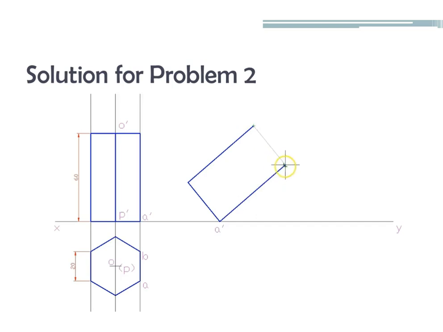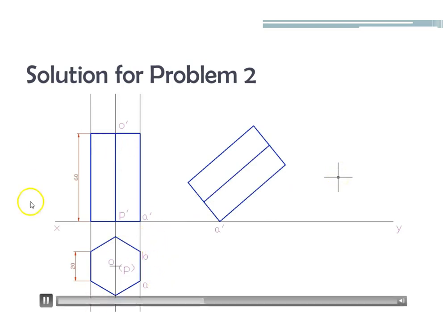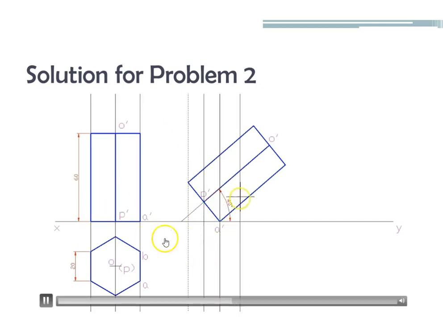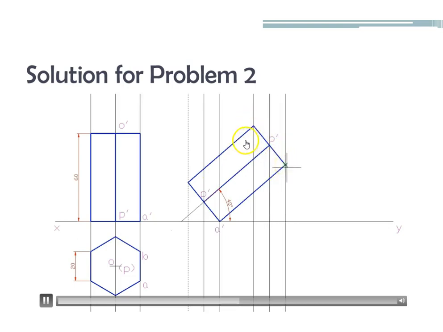And we tilt the solid now, with respect to the required angle. So that is 40 degrees with respect to the XY line, or with respect to the horizontal plane. Again, draw projectors from all the positions, all the corners or all the vertices, from the front view as well as from the previous top view.